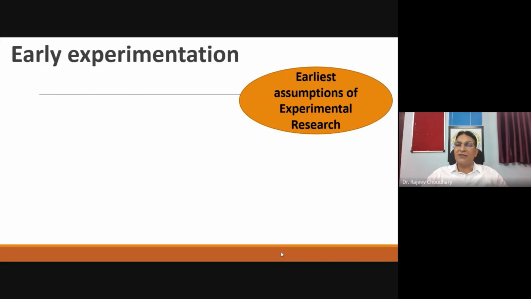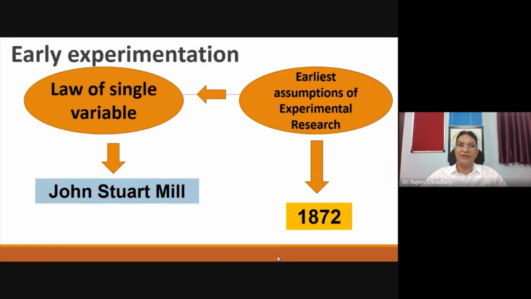These are the earliest assumptions of experimental research. This concept was given by John Stuart Mill in the year 1872, and it is known as the law of single variable. What do you mean by the law of single variable? You should have an idea about that. In the words of John Stuart Mill, if two situations are alike in all respects, if one element is added to one, not to another, or if one element is subtracted from one, not from another, if a difference exists between these two, that is due to the added or subtracted element.